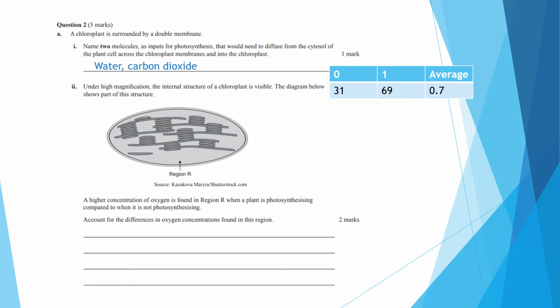And the answer is water and carbon dioxide, and most students did well. Part A2 states a higher concentration of oxygen is found in region R as annotated on the diagram when a plant is photosynthesizing compared to when it is not photosynthesizing. It asks you to account for the difference in oxygen concentration found in this region.